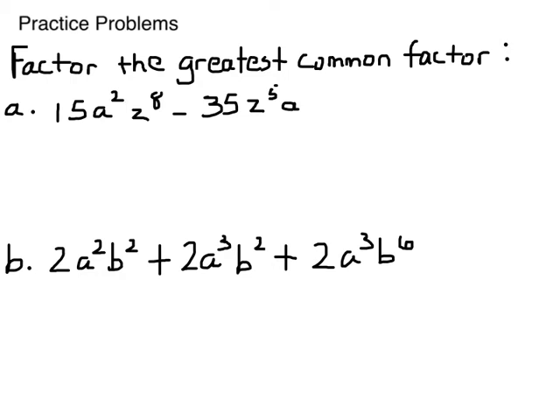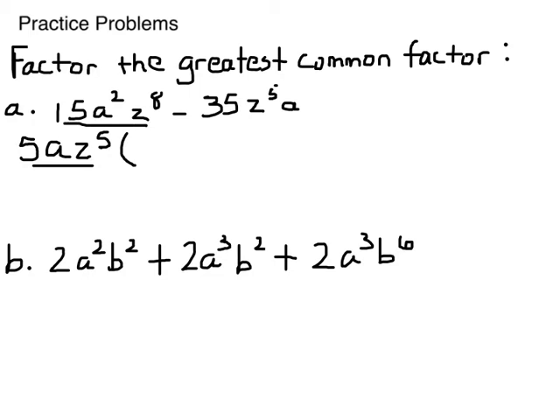Okay, factoring the greatest common factor of 15 and 35. The greatest number that will go into both is going to be 5. And then remember, I want the smaller. I've got 1a here and 2 here, so I'm going to use 1 and z to the 5th and z to the 8th. I'm going to use the z to the 5th. Then I'm going to say this term times what gets me this term.